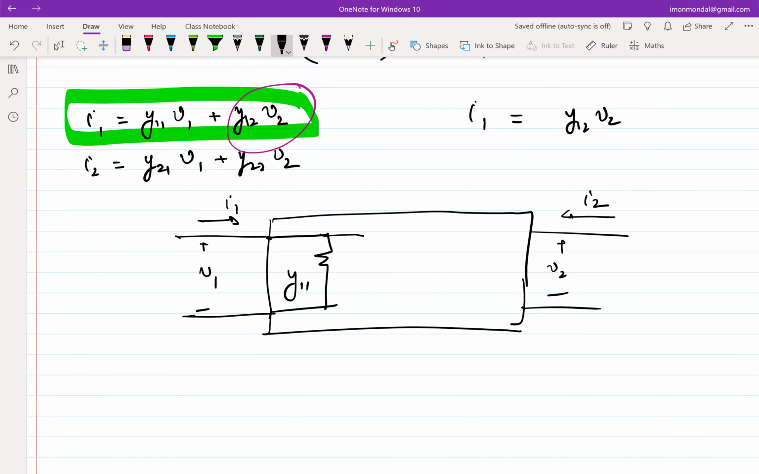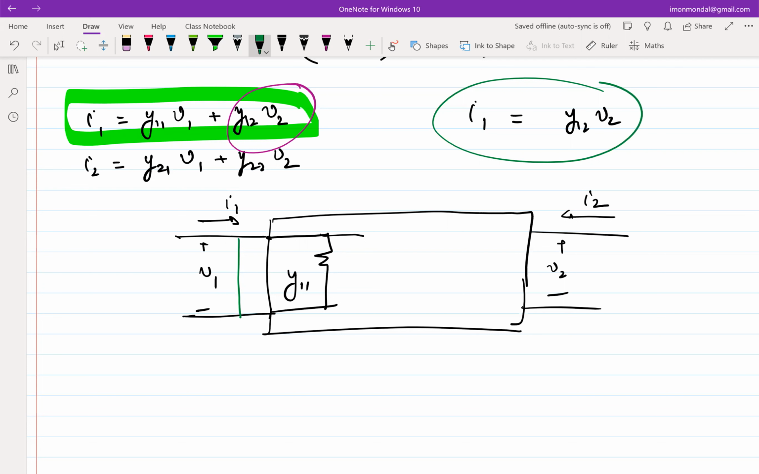So if V1 is shorted, do I have Y11? In the sense that will this resistor that I have across Y11 matter? No, it will get shorted out. So whatever current I get because of this relation will flow through that short. Okay. And this current, how do I model this current? This seems to be a current source, right? A current source whose current is proportional to the voltage across V2.